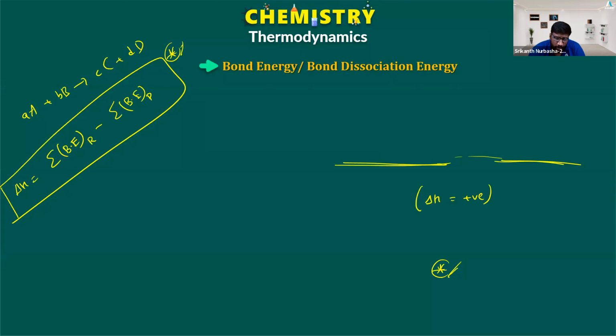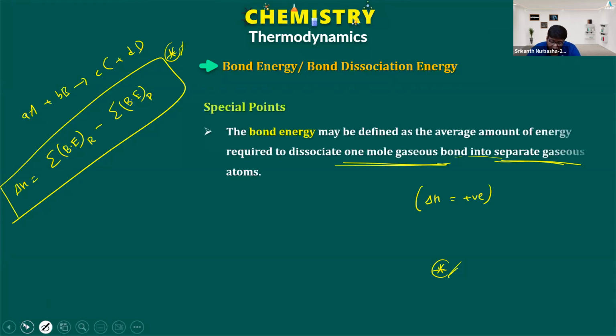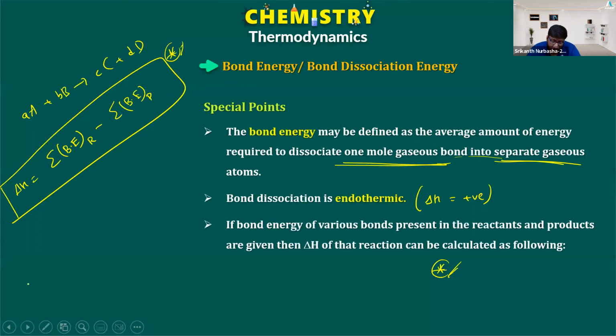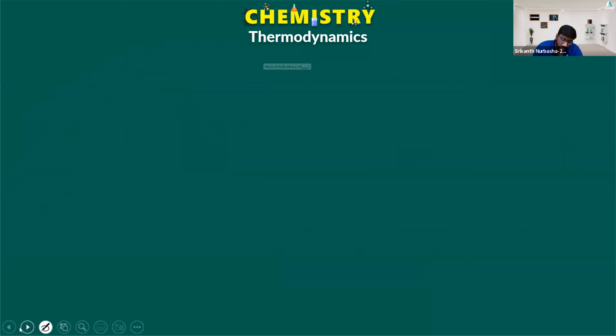If you look at bond energy or bond dissociation energy, delta H you can write as the sum of bond energies of all the reactants minus the sum of bond energies of all the products. So this was a point of discussion. If the bond energies of various bonds present in the reactants and products are given, then delta H of that reaction is given by delta H equals the sum of bond energies of all the reactants minus the sum of bond energies of all the products. That means what kind of bonds are there in reactants and products, you have to list out and then do it.